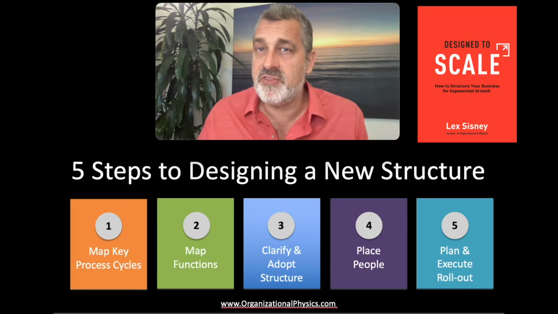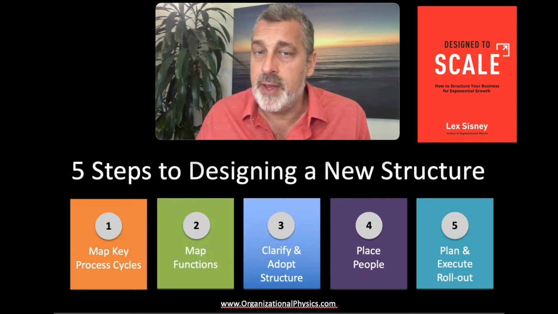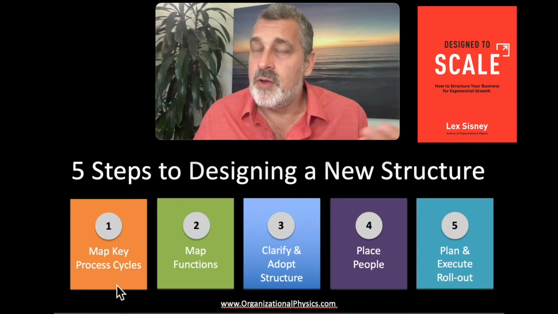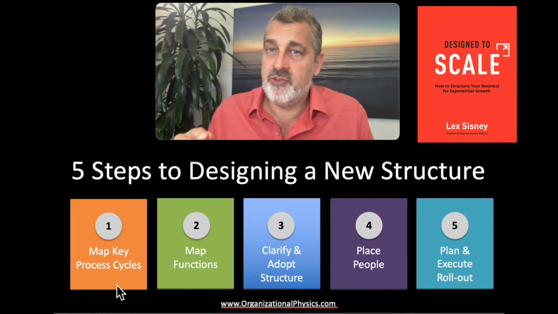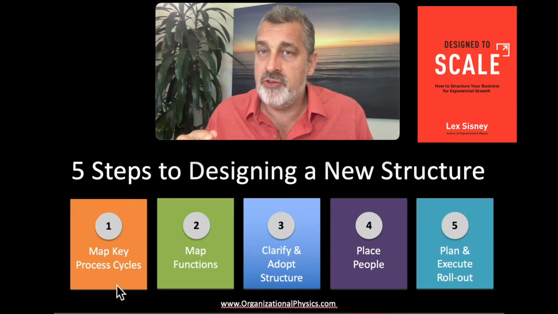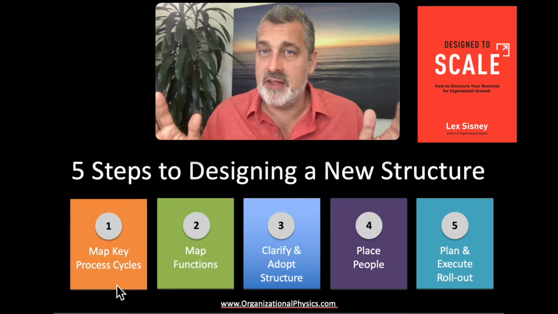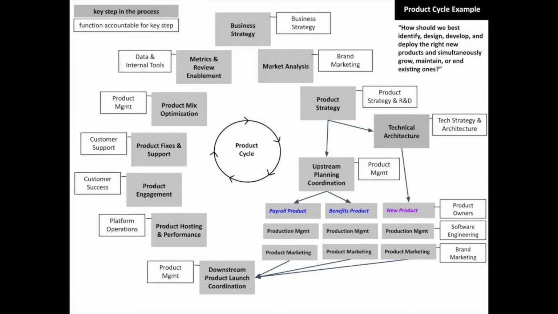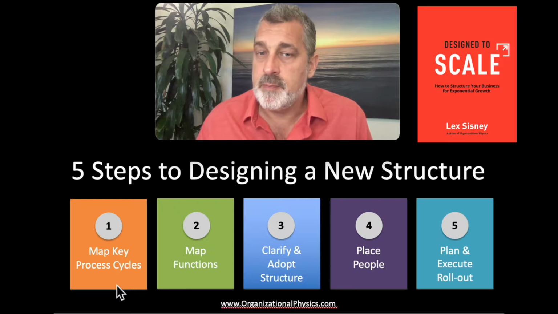So once you've set the right strategy using life cycle theory, then step 1 is to map key process cycles. So this is to map the ideal customer journey, product journey, and employee journey for that strategy. You're not thinking about structure at all at this stage. You're just mapping what the ideal journey should be for those things: customers, employees, and products. And I've done another video on that. Feel free to check it out. I'll put the link below.